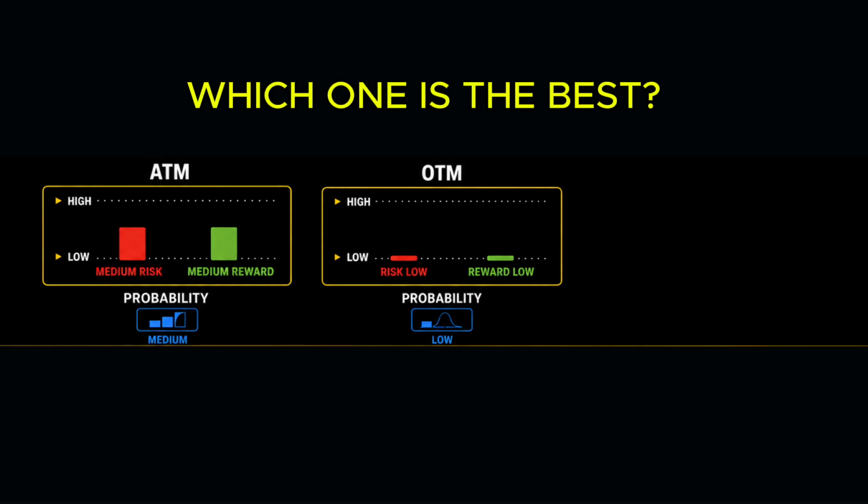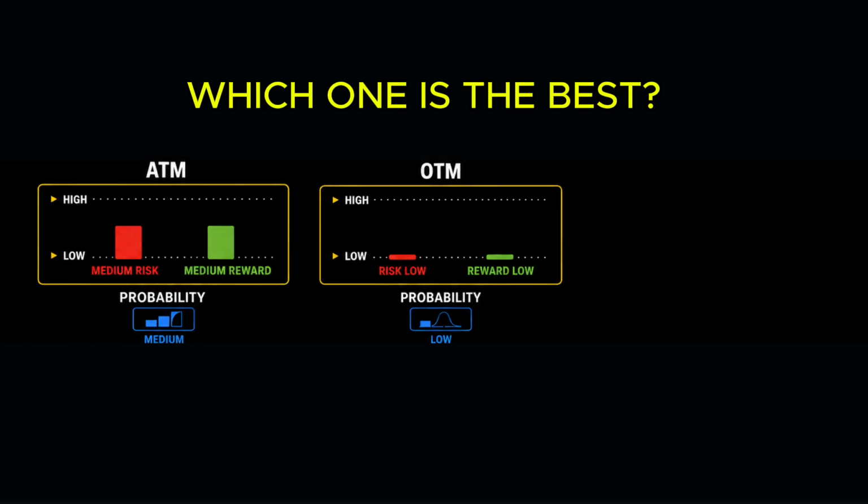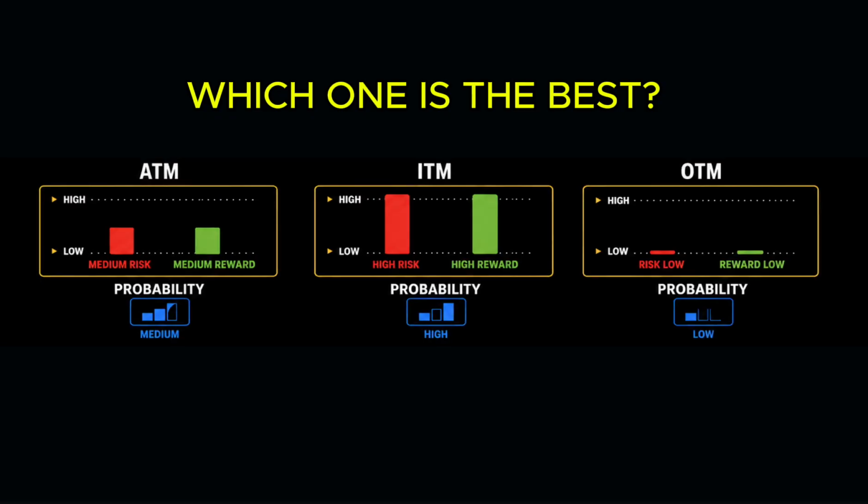If you're trying to decide which one to buy, at the money call options will give you sort of a medium risk, medium profit. Out of the money call options have lower risk because they're cheaper, but then a very low chance of profit. In the money options are more expensive to buy. They have a higher chance of profit.